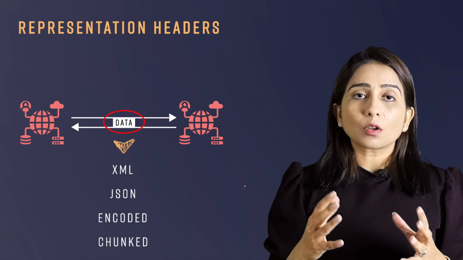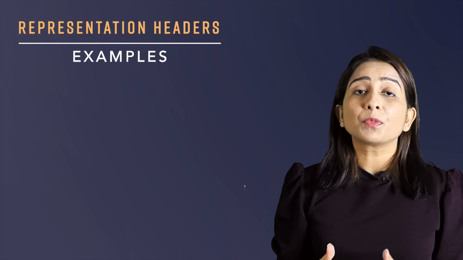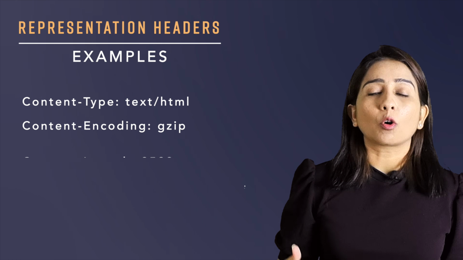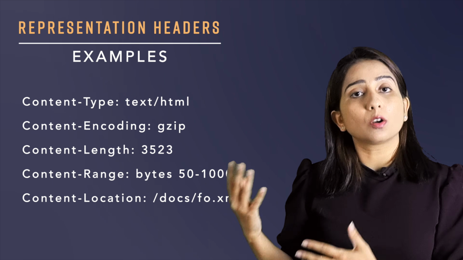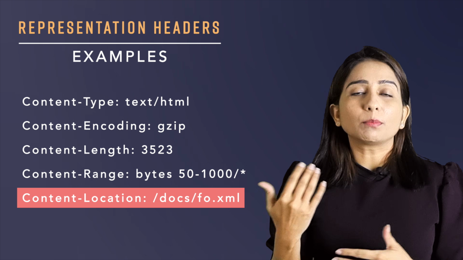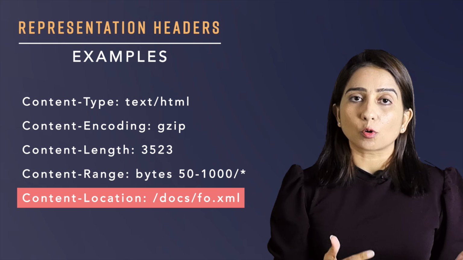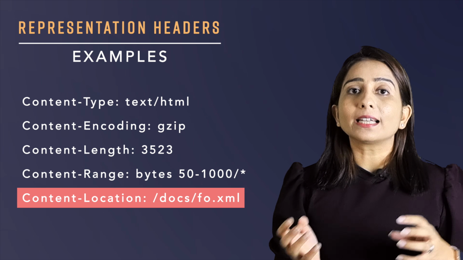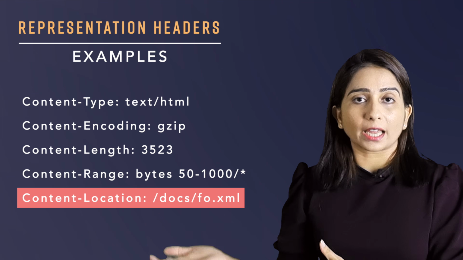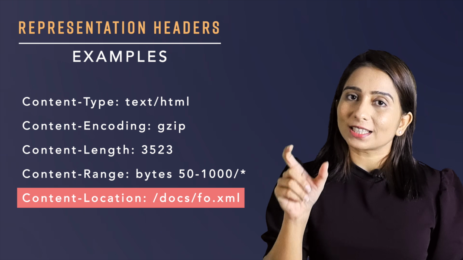This is the importance of representation headers, and the examples are content type, content encoding, content length, content range, and content location. Content location is one of the fields that we might be discussing in future also. It just tells about an alternate location of the resource or the data that is available for the client to retrieve the information from. So it can be a URL where that particular resource is sitting.